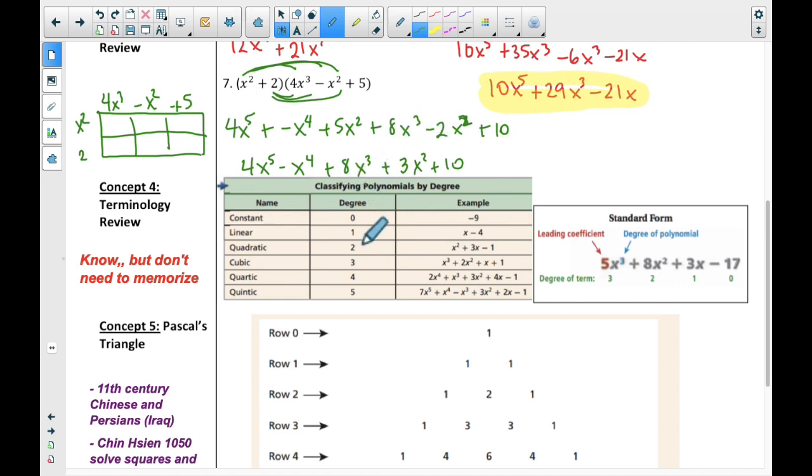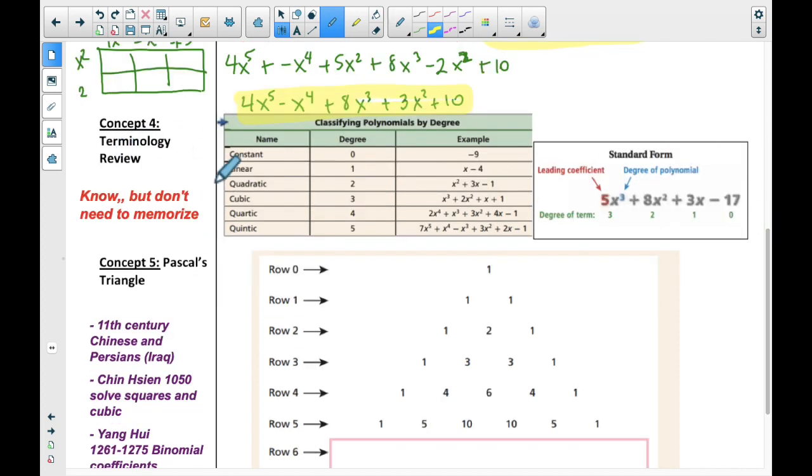And then look at my x squares. I have a 5x squared and a minus 2x squared. I combine those for a 3x squared, and then plus 10 on the end. And then I am finally finished. Notice the longer the polynomials are, the longer the problem gets. Okay, so just keep that in mind.